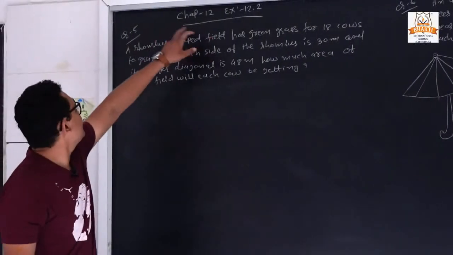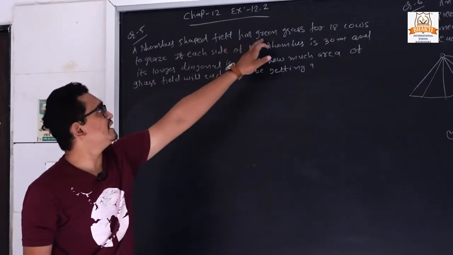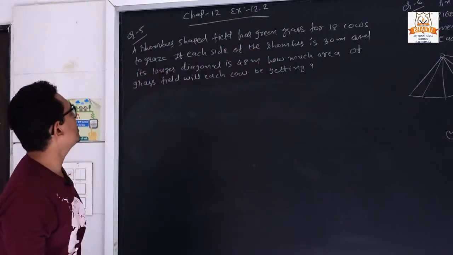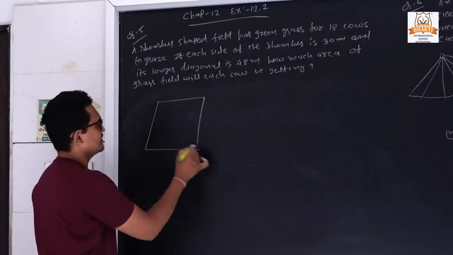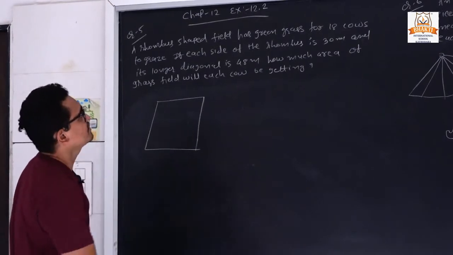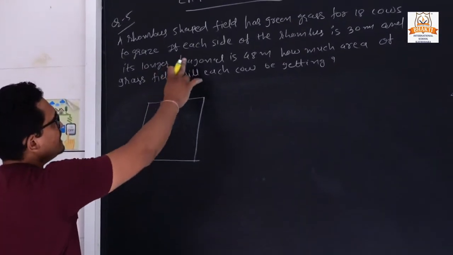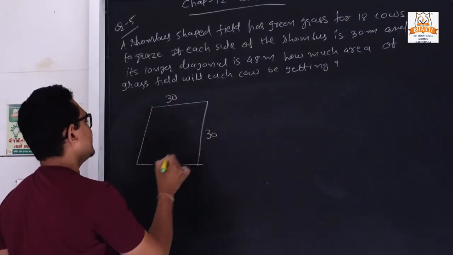So exercise 12.2 question number 5. The rhombus-shaped field has green grass for 18 cows to graze. So rhombus means what? All sides are the same. Clear? Rhombus means all sides are the same. So if each side of the rhombus is 30, it means all sides are 30, 30, 30.